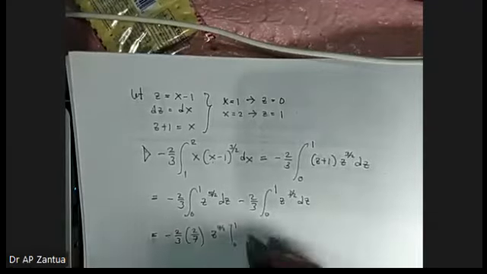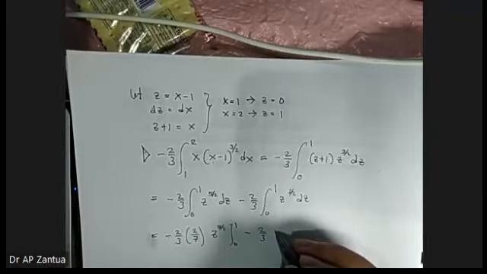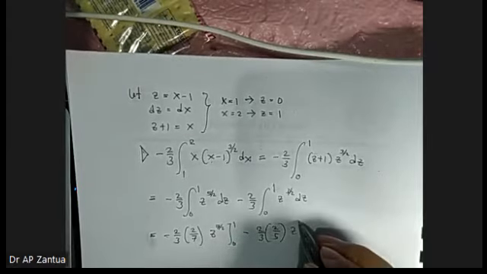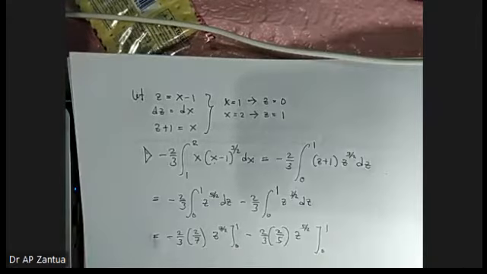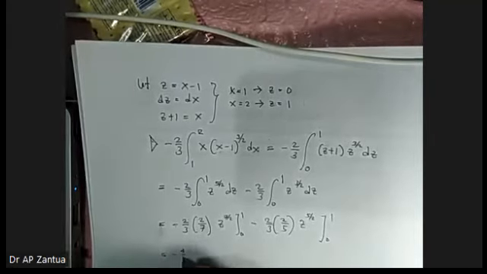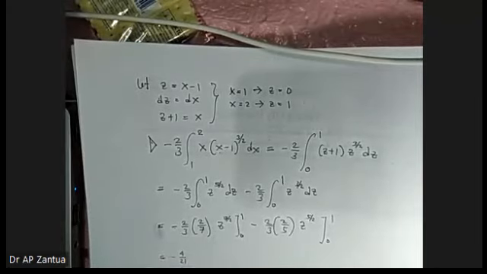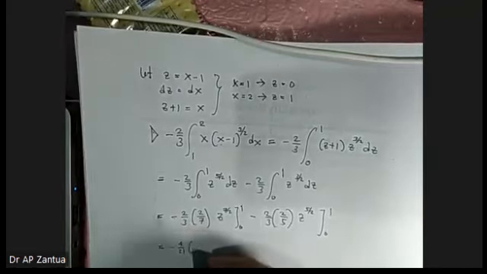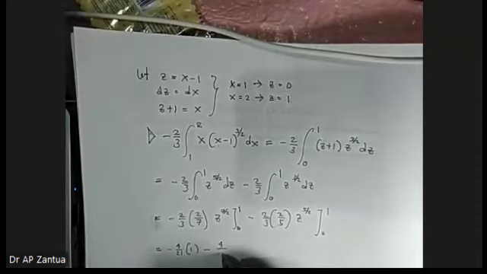Okay, so the next one is 2/3 again. Now 3/2 plus 1, that is 5/2, or 2/5, z to the 5/2 from 0 to 1. So therefore, negative 4/21. If you substitute 0, this will become 0. So substitute 1. Therefore, 1 minus, this is 4/15. This is also 1.